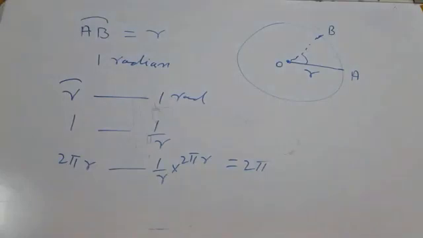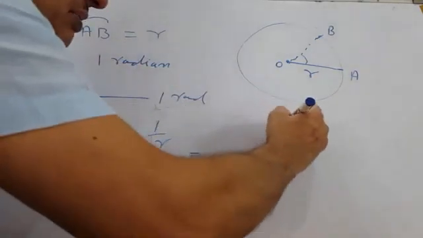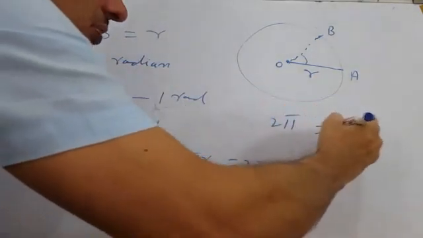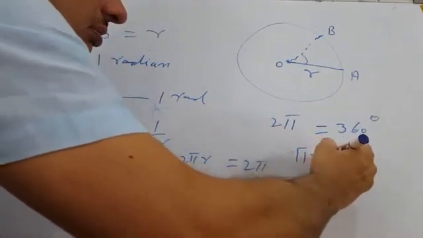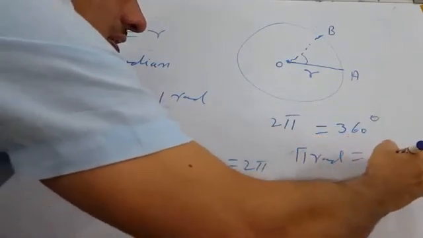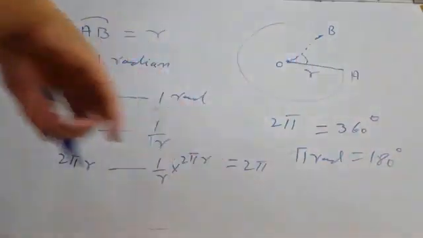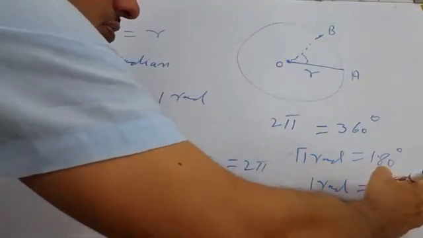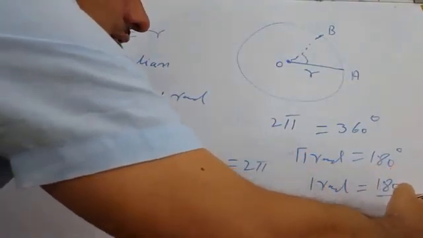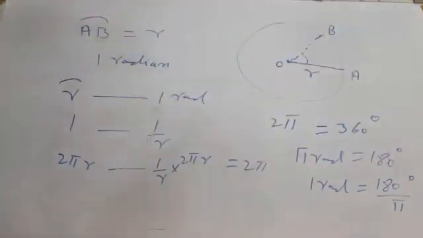And we know the relation between radian and degree. 2 pi radians, one complete rotation, is equal to 360 degree. So pi radians will be equal to 180 degree. Or you can say 1 radian will be equal to 180 by pi degree. So this is the relation between radian and degree.